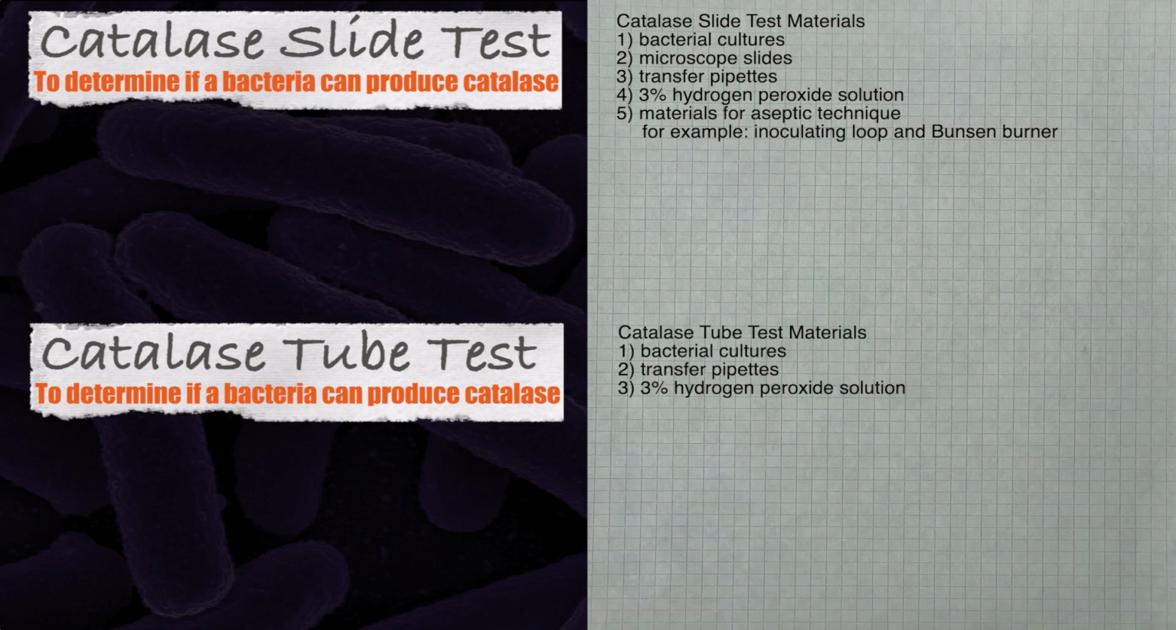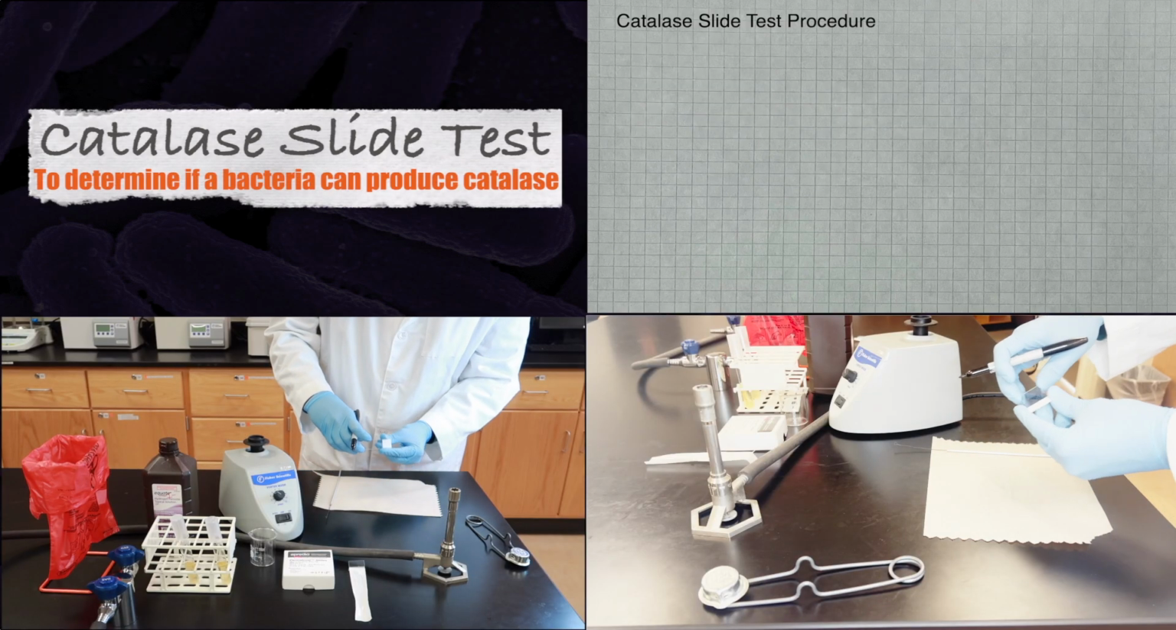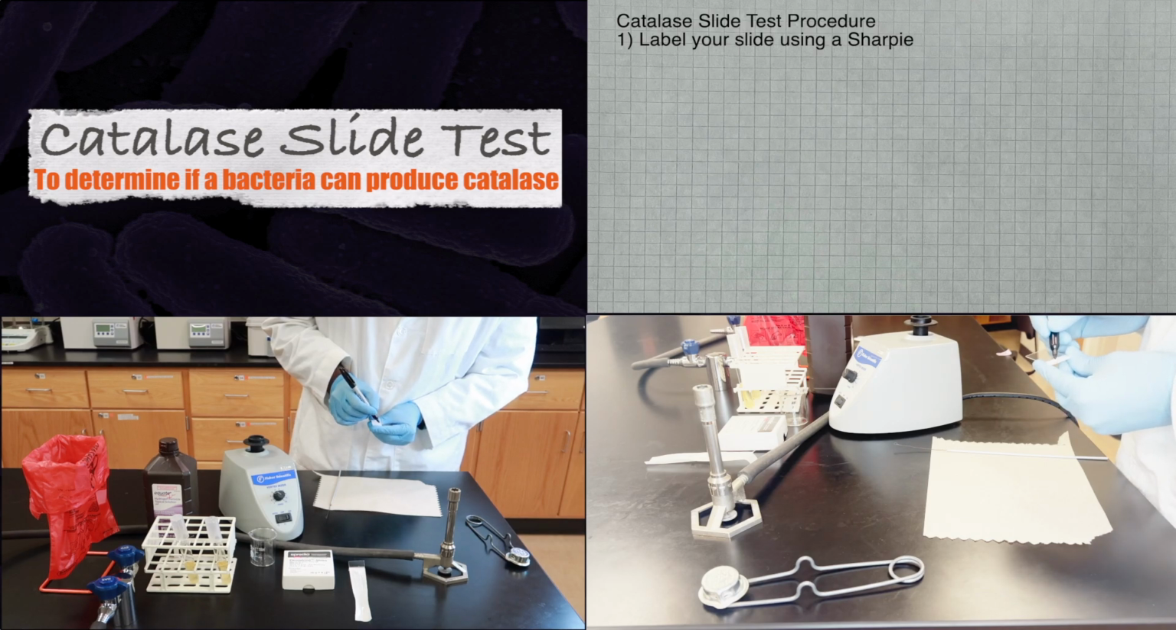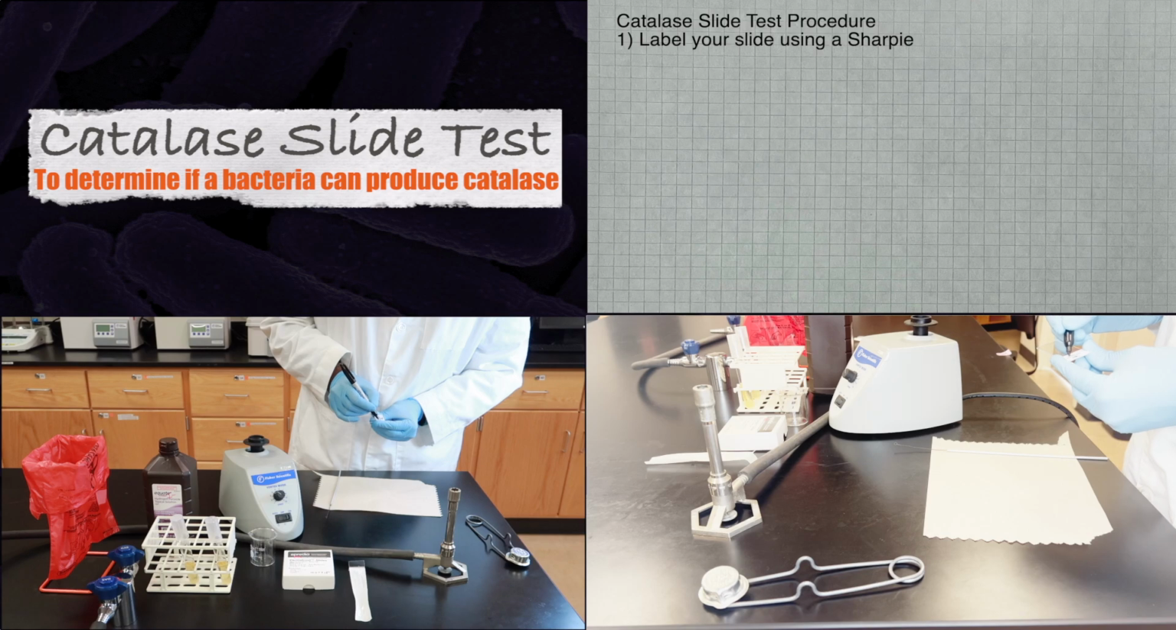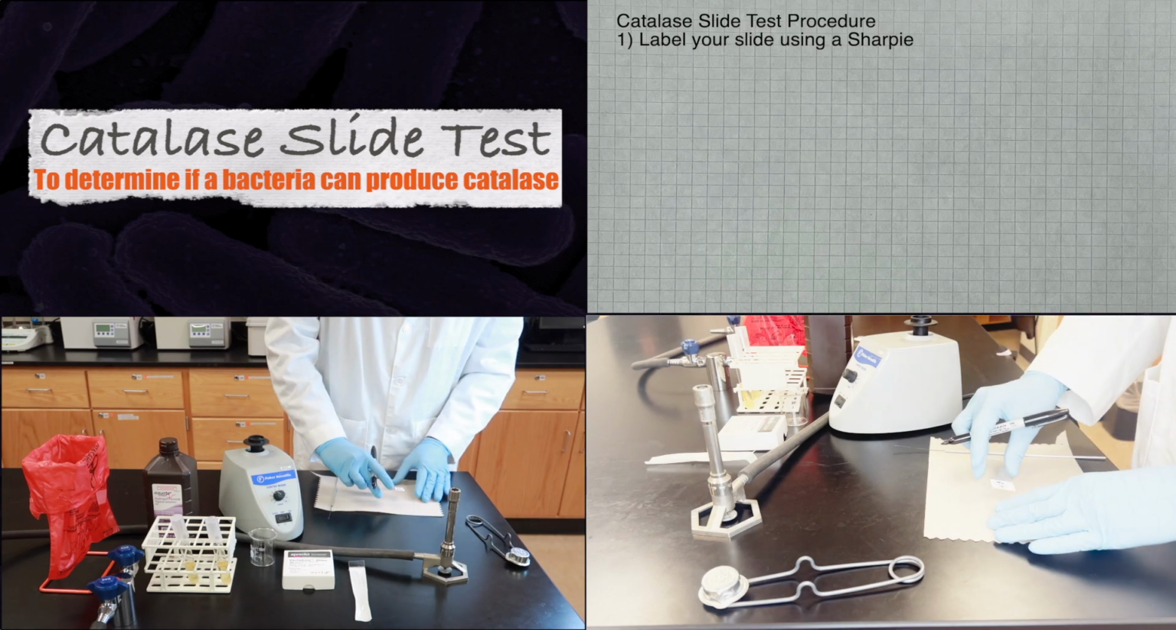In order to begin the Catalase Tube Test, you're going to need the following materials: bacteria cultures, transfer pipettes, and 3% hydrogen peroxide solution. Let us begin by describing the Catalase Slide Test. For the first step, please label your slide using a Sharpie or permanent marker.